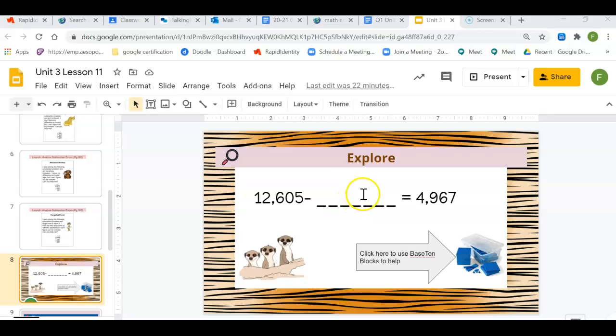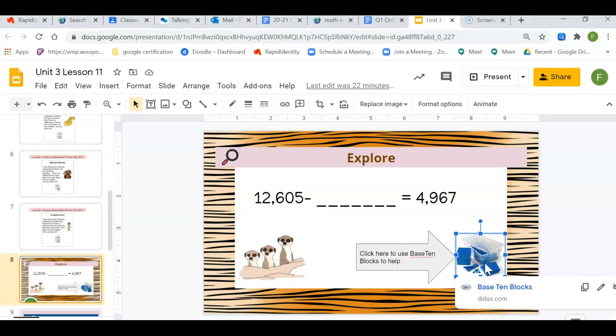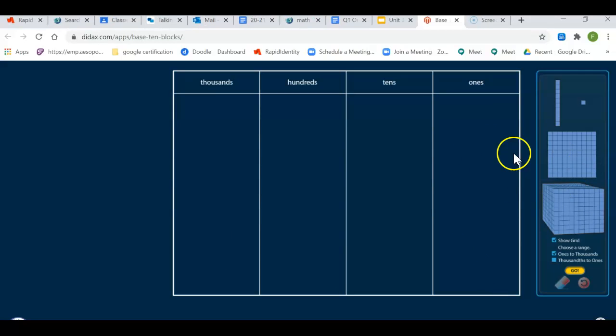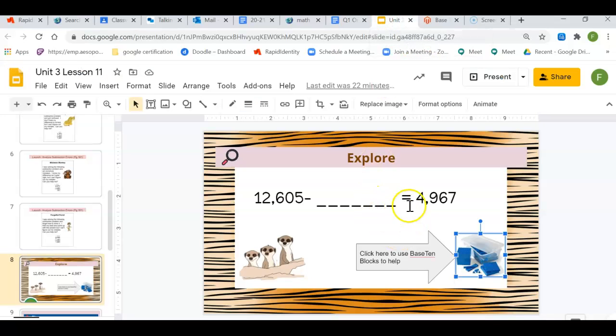Finding the missing number, I want you to be able to click on our base 10 blocks that we practiced with before. So you can utilize this if you want to help you to solve the problem. So you just click there, it brings you to a different screen. So build your numbers like we practiced before to help you solve this particular problem. And I'll pause and give you an opportunity to try to solve that one in your notebook.